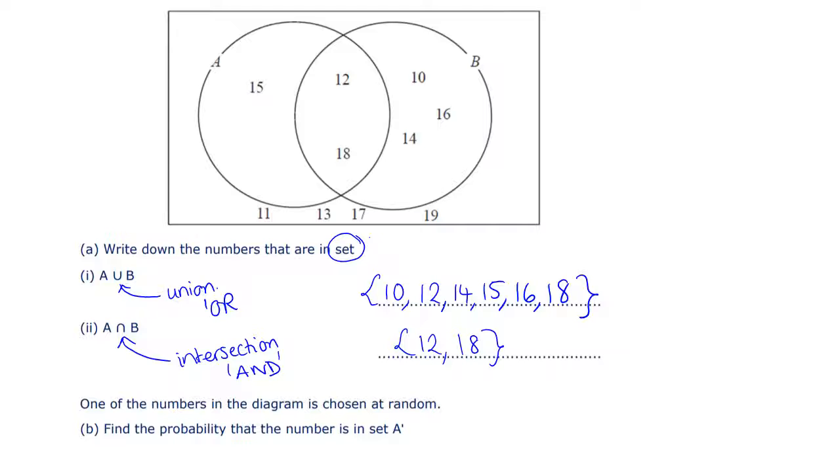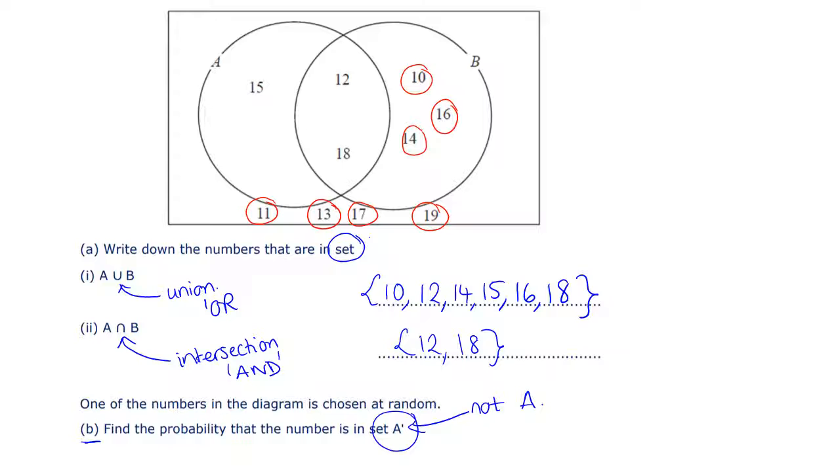Okay, so then part B is just about this set A dash. Now this little apostrophe here basically just means not A. So we want all of the numbers that are not in A. So first of all, I'm just going to circle those on the diagram. So I've got 11, 13, 17, 19, and then I've also got these 3 that aren't in the circle A.